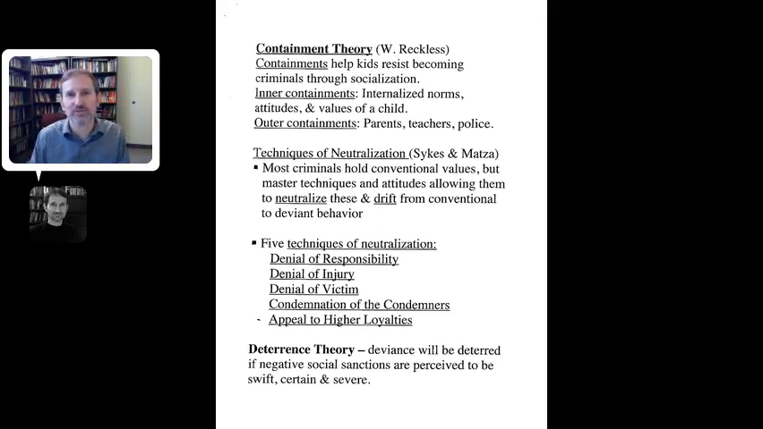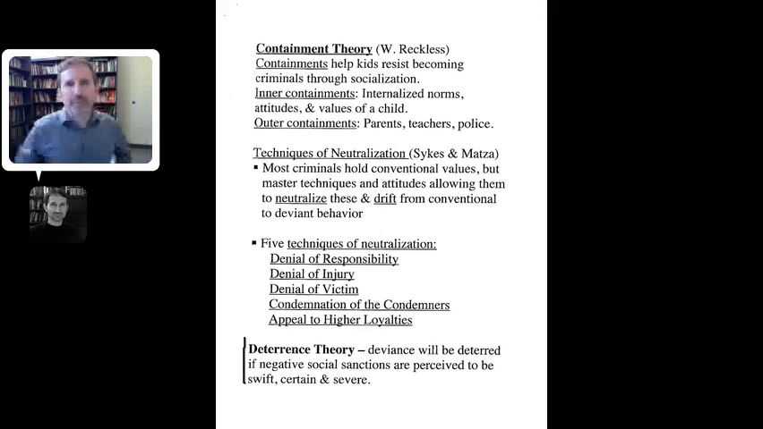Fifth, appeal to higher loyalties, is a fascinating technique of neutralization. My gang made me do it. Or, in order to be part of this group, I had to do it. So this is an appeal made by people like, for example, suicide bombers or terrorists. There might be kids in a gang who would never have done the behavior they did individually, but for the fact that they joined a gang. None of those kids had ever thought, for example, about doing a drive-by shooting into a group of people at a party. They would have never thought of that on their own, but they did it as an appeal to a higher loyalty, a gang wanting them to.